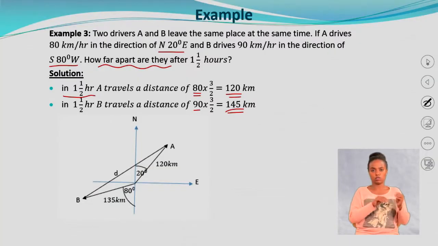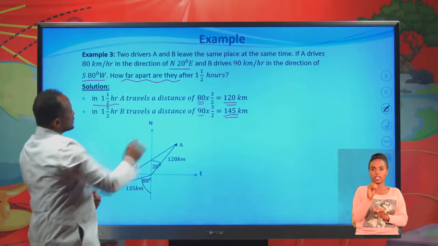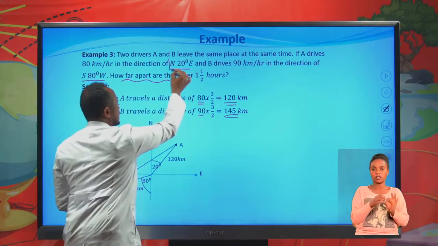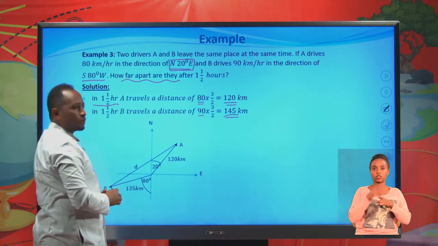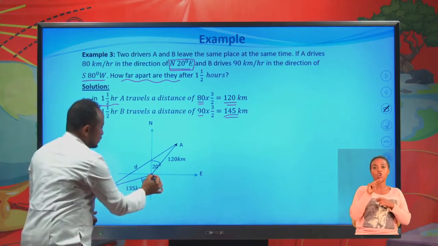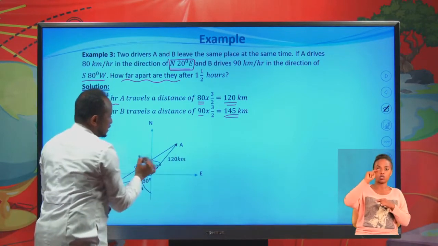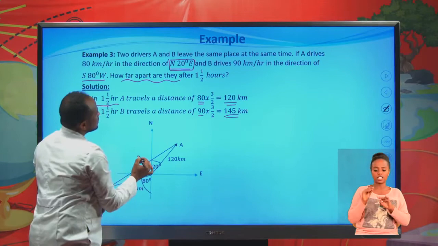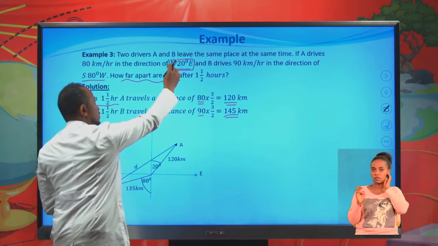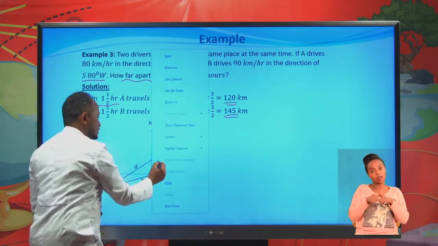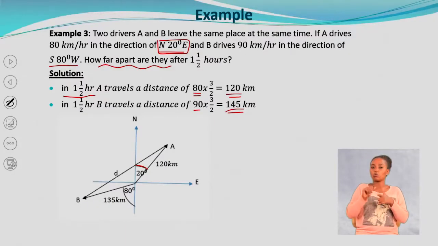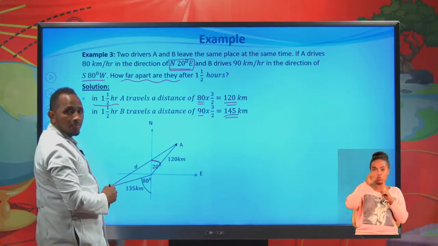Driver A drives 80 km per hour in this direction. A moves in this direction, 20 degrees north of east. The degree measure is north of east, so you measure the angle from north to east. From north to east, this angle is this 20 degrees.